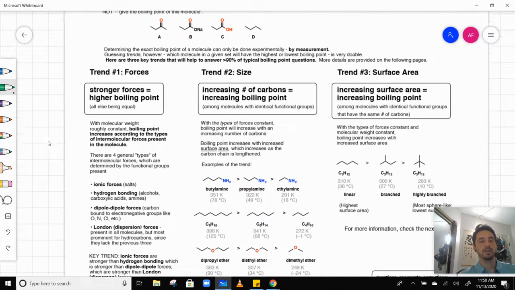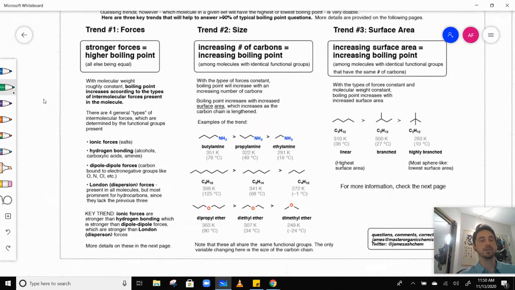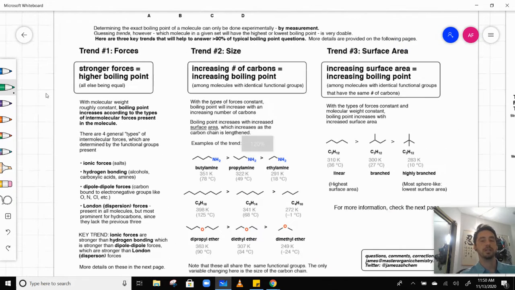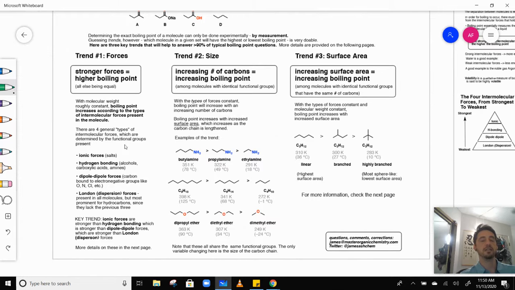Okay. So first thing you've got to look at, you're going to look at three different things, and it's actually in this order. The first one is the strength of the forces.